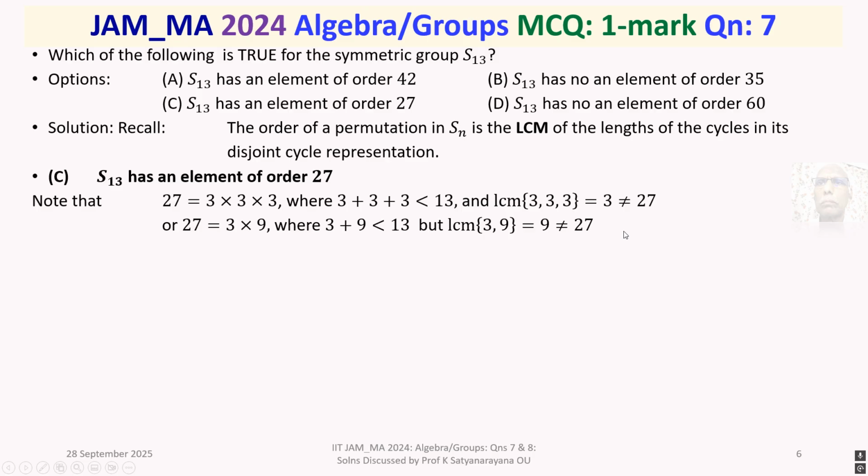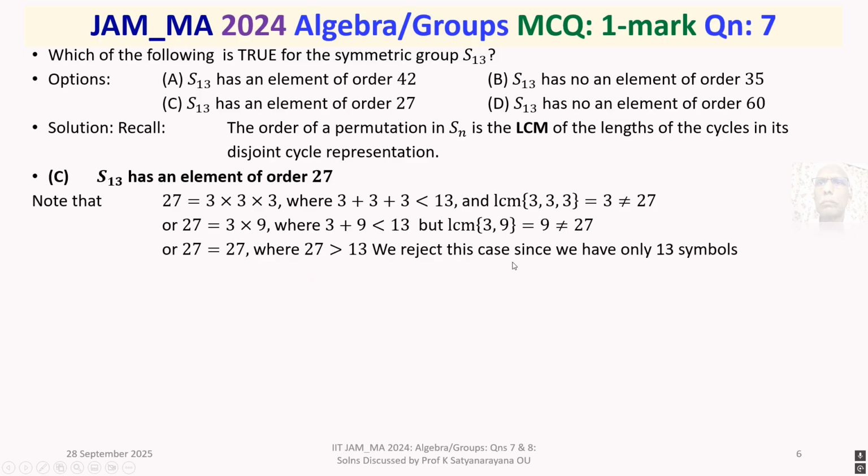27. The last option is 27 equal to 27, where 27 is greater than 13. But S13 has only 13 symbols, 13 letters, so we cannot have a cycle of length 27 with the elements of S13. It's not possible, so we reject this case. In any case, S13 has no permutation of order 27. Option C is not true.